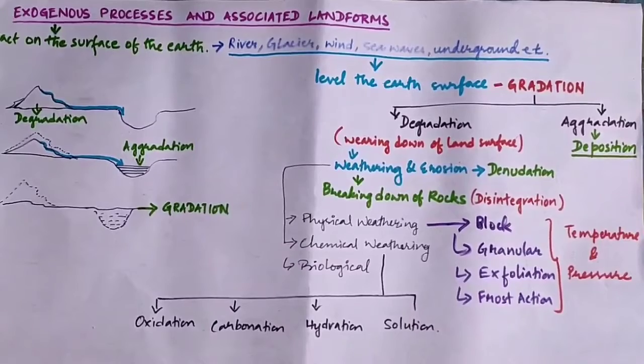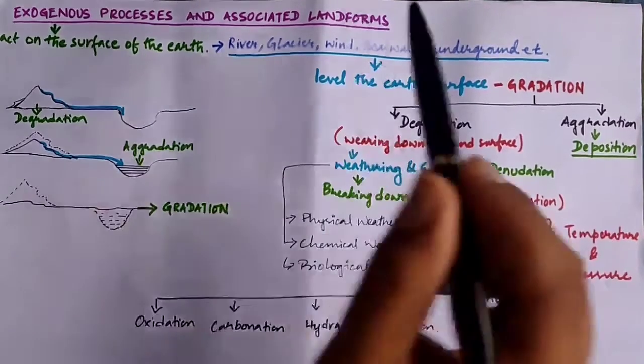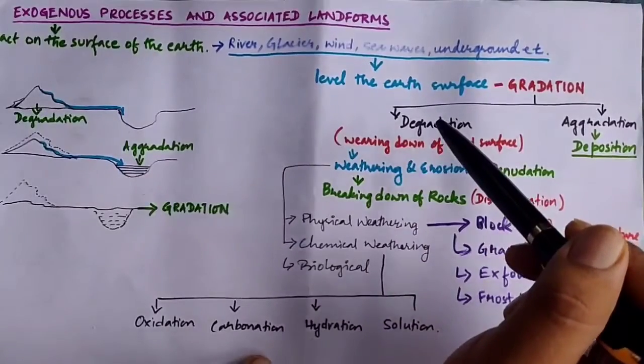Whenever we say the term exogenous, the first thing which comes to our mind is the forces which act on the surface of the earth, isn't it? Outside the earth's surface, not from inside, which we call endogenous processes. Now the agents of nature like river, glacier, wind, sea waves, and underground water are the agents of the exogenous process which continuously work on the earth's surface in order to level the earth's surface.